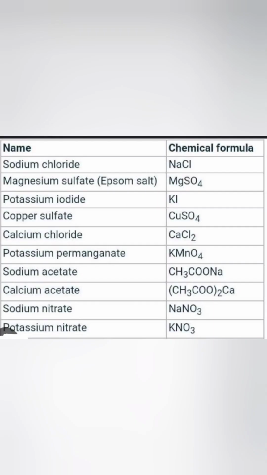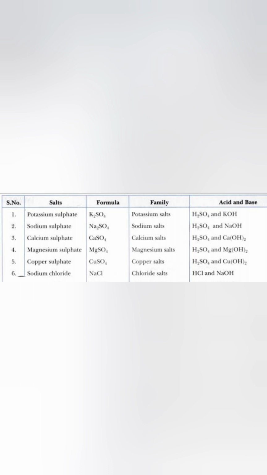Sodium chloride NaCl. Now other very interesting salts are Epsom salt, which is magnesium sulfate MgSO4, potassium iodide KI, copper sulfate CuSO4, calcium chloride CaCl2, potassium permanganate KMnO4, where Mn stands for manganese, sodium acetate CH3COONa, calcium acetate is (CH3COO)2Ca, sodium nitrite is NaNO2, and sodium nitrate will be NaNO3.